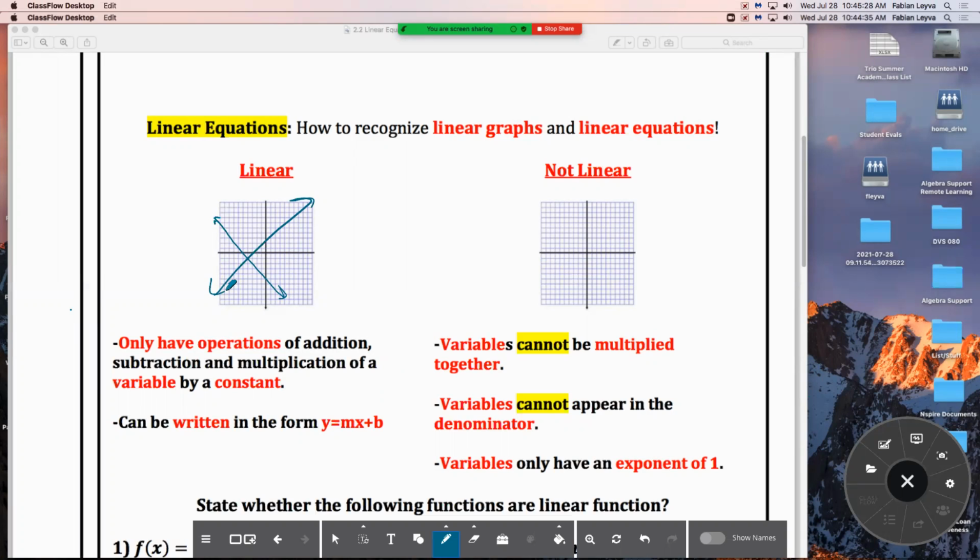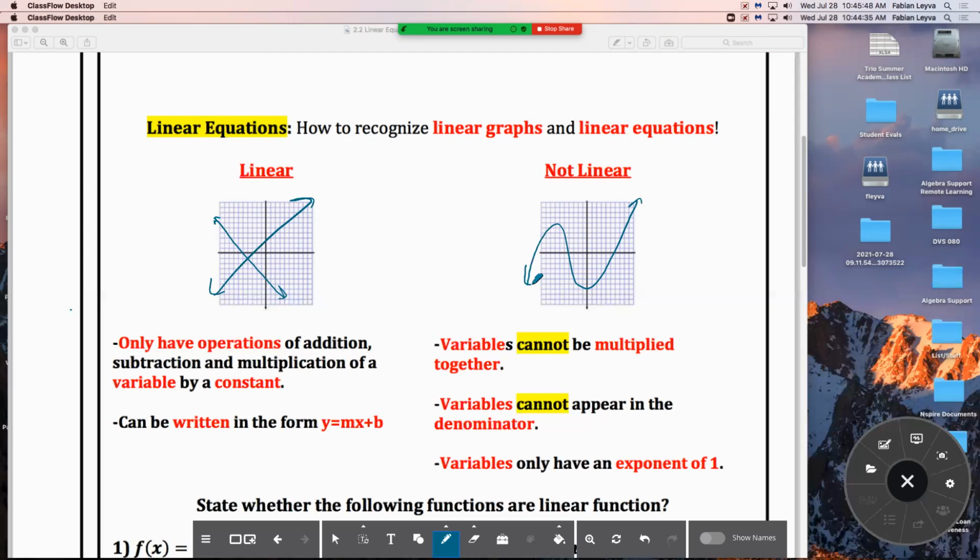Now, you know automatically that if I give you something that's not a straight line, let's say if I give you something like this or anything that's not a straight line, then you know that it's not linear. Now, linear graphs are very, very straightforward in terms of recognizing whether they're linear or not. It's literally in the definition. If it's a straight line, it's linear. If not, it's not. Equations could be a little bit tricky.